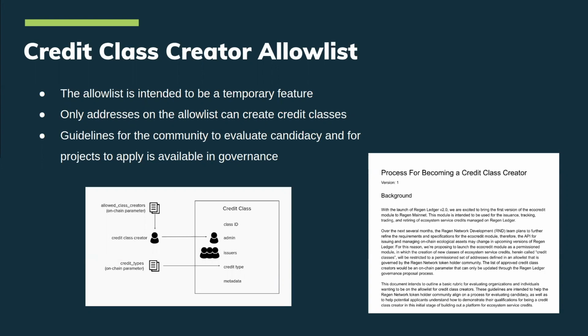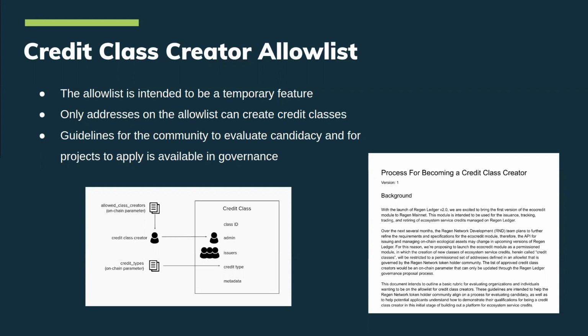And so we want to make sure that there's a good user experience. So we are certain that the ecocredit module is ready for mainnet, but we are also aware that there might be some minor changes that we need to make. And so we need to be working with anyone who is creating credit classes. And this was proposed as a solution to go with this permissioned approach that would allow people to only create credit classes if they're on this list of approved credit class creators.